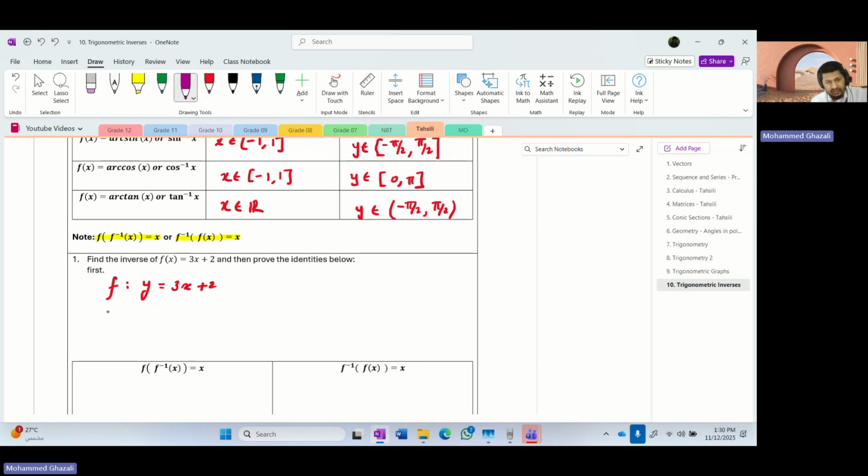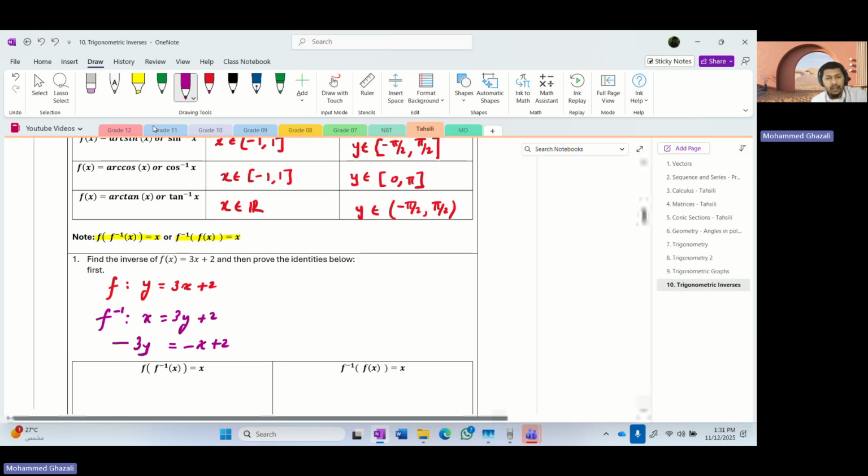So we swap the x and the y. So f inverse is x equals 3y plus 2. Solving for y, we're going to take the 2 over. So we say negative 3y is equal to negative x plus 2. I took the 3y onto the left hand side, and brought the x over to the right hand side, because I'm solving for y.